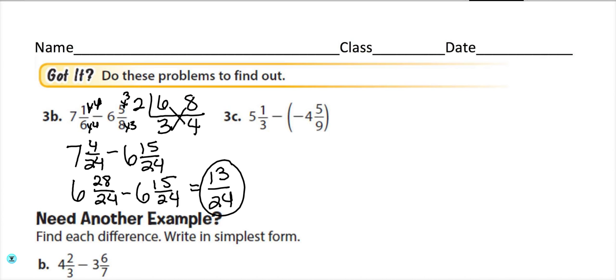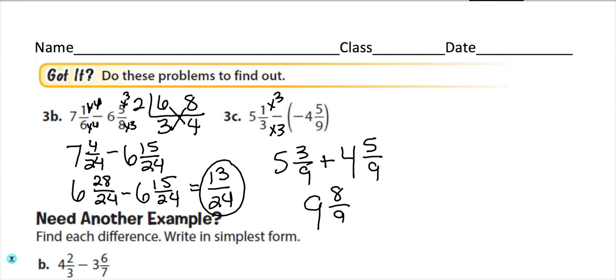All right, 3C. So we have 5 1/3 minus negative 4 5/9. All right, so can I change the 3 into a 9? Yes, I actually can. All I got to do is multiply by 3. So that saves me some time here. All right, so we're going to do 5, and then we'll do 3/9. Now we're going to do keep, change while we're here. So this actually becomes plus positive. So it'll be 4 and then 5/9. All right, so since it's adding, we just get to add, so that makes it easy. So 5 plus 4 makes it 9, 3 plus 5 makes it 8, and then 9 8/9.